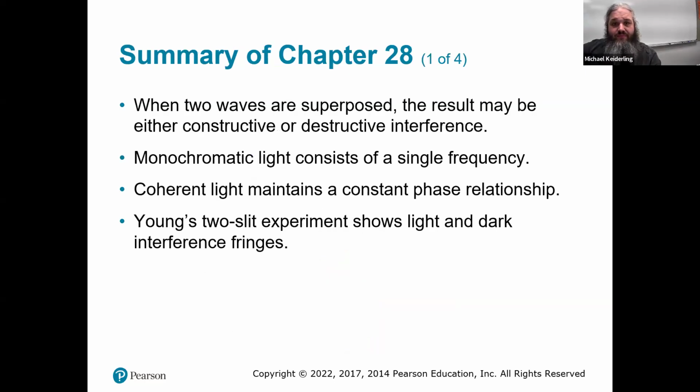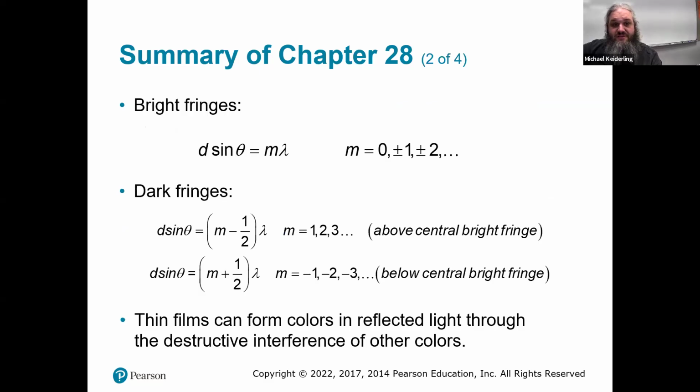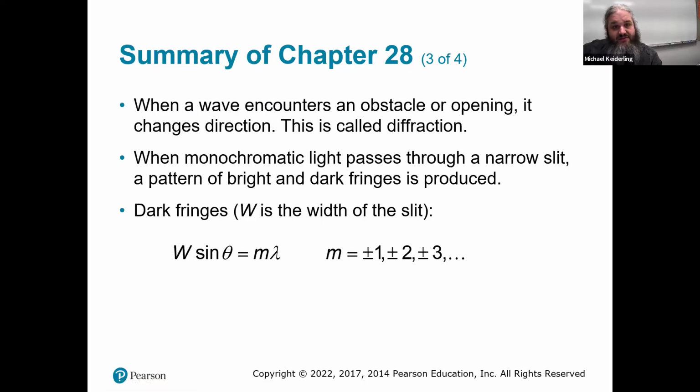So that's the end of chapter 28. When two waves are superimposed, the result may be either constructive or destructive interference. Monochromatic light consists of a single frequency. Coherent light maintains a constant phase relationship. Young's two-slit experiment shows light and dark interference fringes. Bright fringes are d sine theta equals m lambda, where lambda is wavelength. Dark fringes are half a wavelength off. Thin films can form colors in reflected light through destructive interference of other colors.